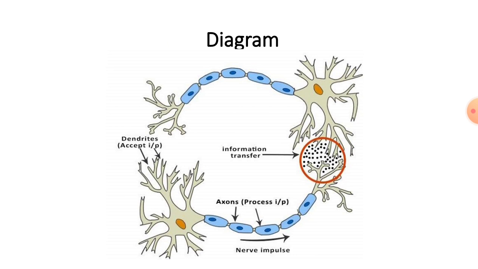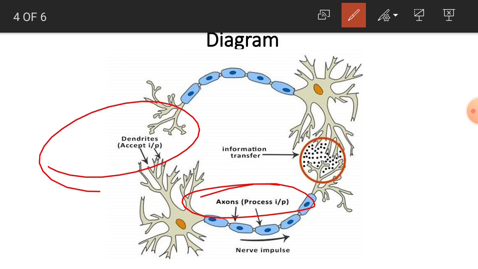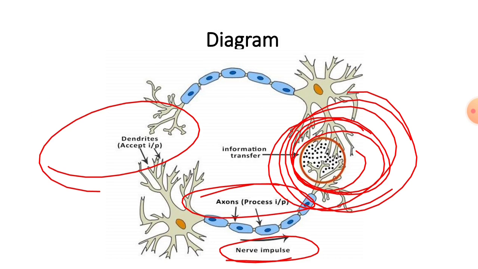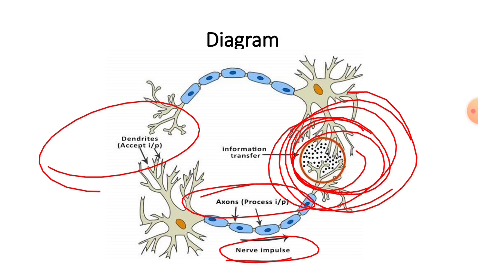Here is a diagram showing that these are the dendrites which accept the input. These are the axons which process that input. This is a nerve impulse. Next, this is the information transfer, which happens at this stage. So this is the process of how information is processed in the human brain, with axons, dendrites and nerves, which are also known as neurons.